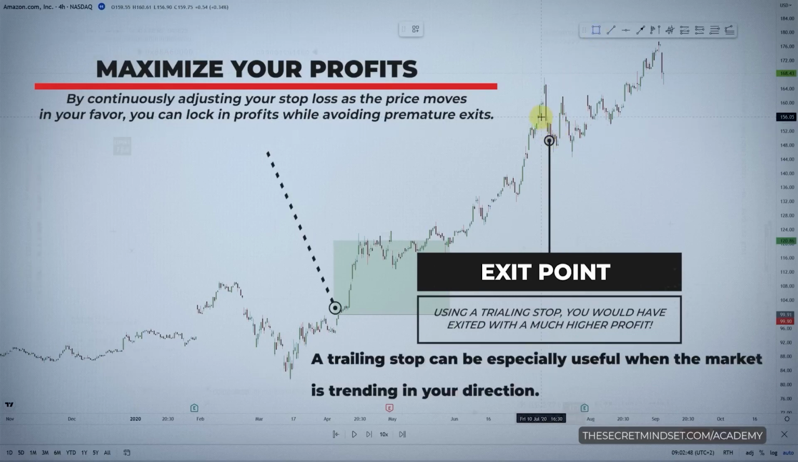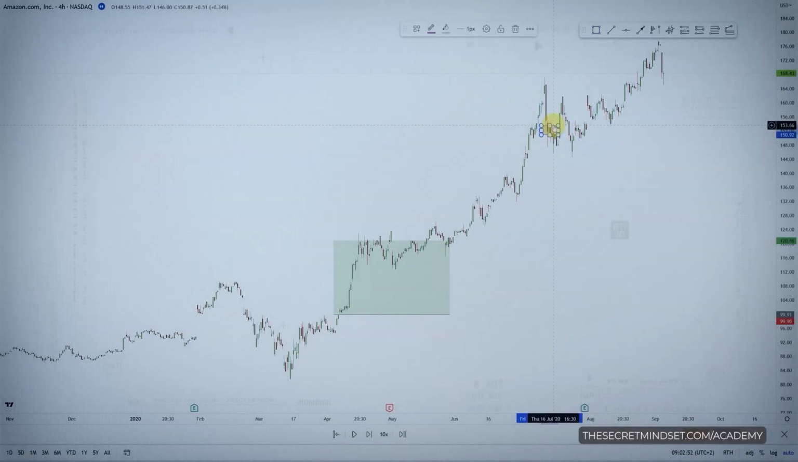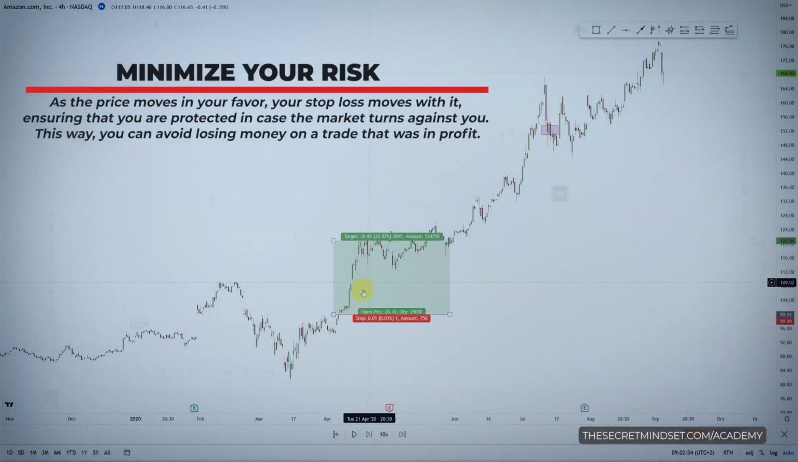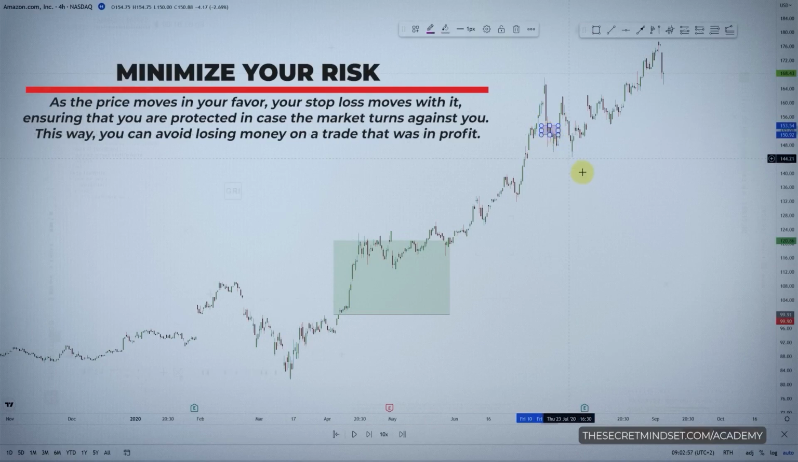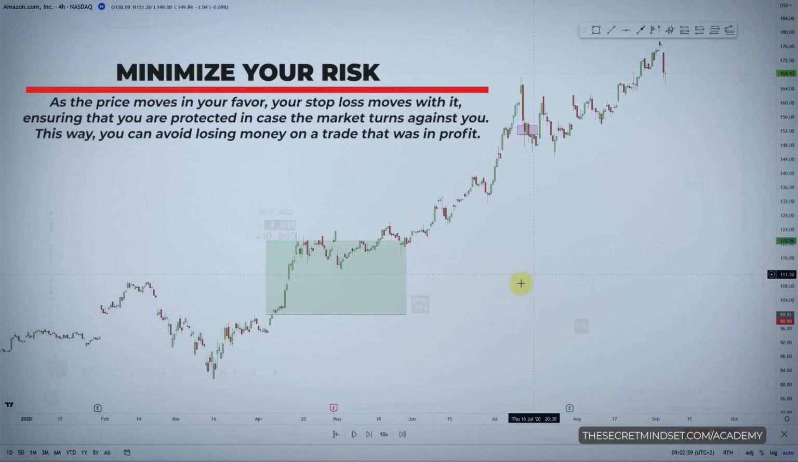This can be especially useful when the market is trending in your direction. Another benefit of using a trailing stop is that it helps you minimize your risk. As the price moves in your favor, your stop loss moves with it, ensuring that you are protected in case the market turns against you. This way, you can avoid losing money on a trade that was in profit.